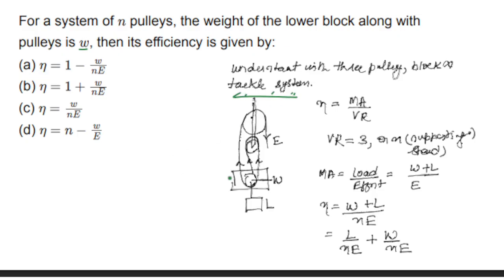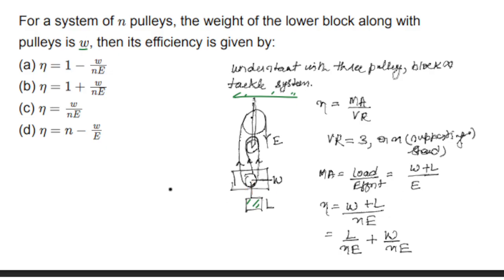Now understand. If I'm putting an effort E, it'll be the same here, E, E, E. So 3 strands are supporting it. So 3 pulleys, 3 strands. Generally that happens. Now we have a load here which is getting supported. But the problem is we also have this lower block pulley with a weight of W. So we have to pick it up also. So this will also act downward.